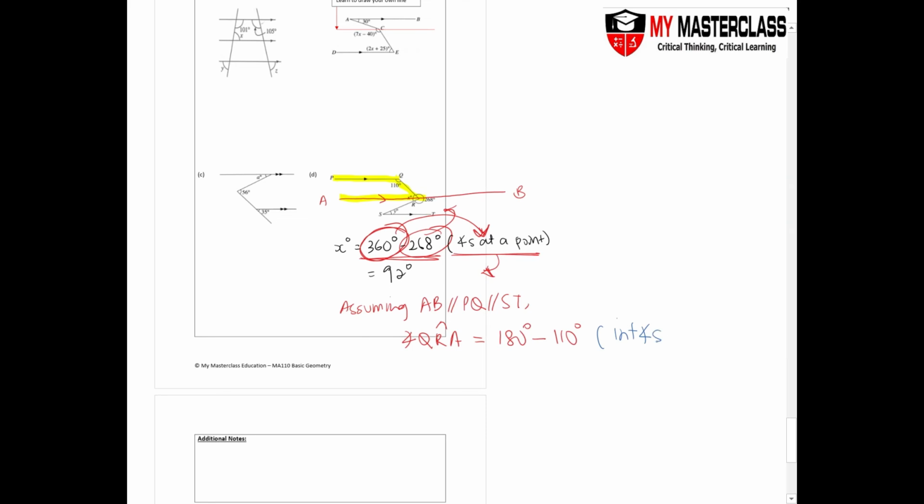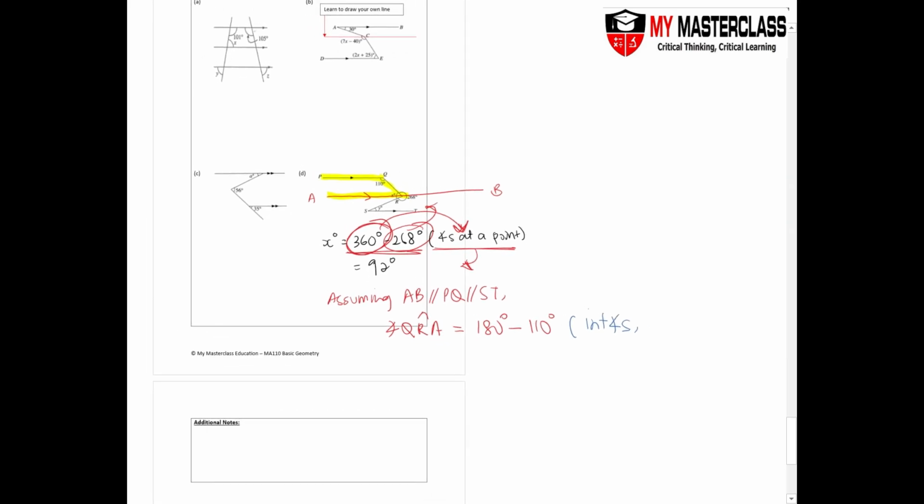Now remember in my notes, I mentioned that for interior angles, you always have to indicate your parallel lines. Please be very mindful. Because there are so many parallel lines here, you need to tell me which one you're extracting. Tell the examiner. Once you're done, calculate this. You should get 70 as QRA.